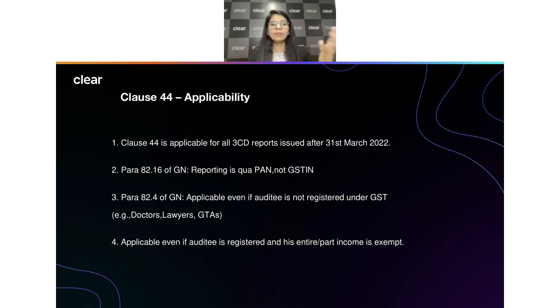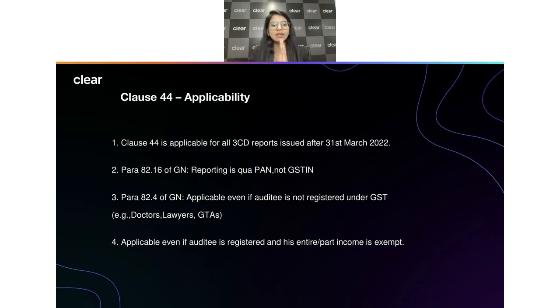Now the question is, what about my previous year? Was this even applicable for FY 2021? The answer is, because for 2021 I'm assuming the tax audit would have happened before 31st March 2022 itself, we don't have to furnish the information of clause 44 of 3CD. But if you are filing or preparing the tax audit report now because there was a delay, there have been a lot of problems, in that particular case you have to furnish this information for that particular financial year. So this was about applicability, from which financial year.